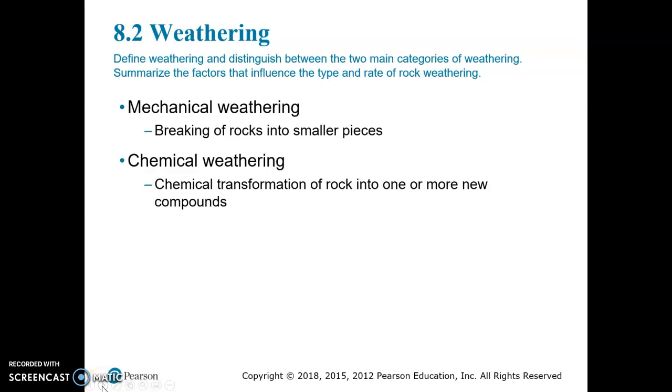Types of weathering: mechanical and chemical. Mechanical is a physical breaking of rocks, and then chemical weathering is done by some type of chemical. Usually this is going to be done in the form of rain or something like that, and we'll get to more specifics about that in just a little bit.